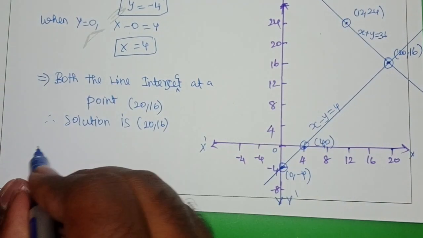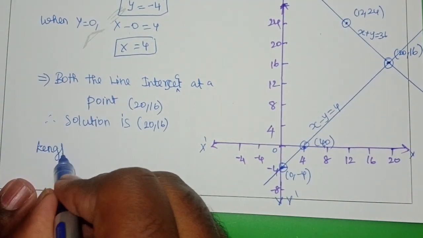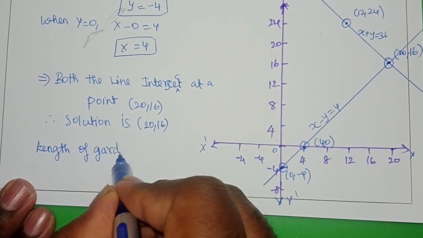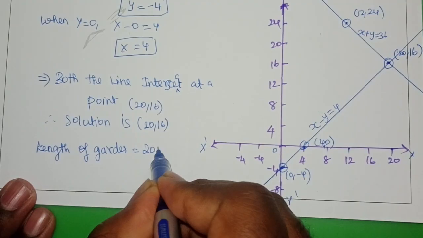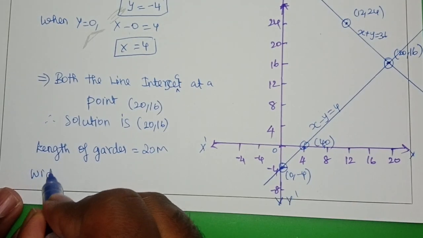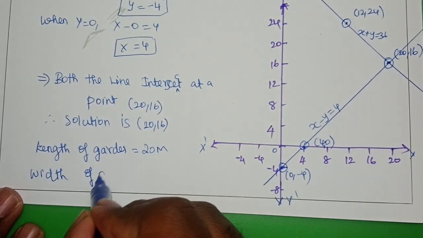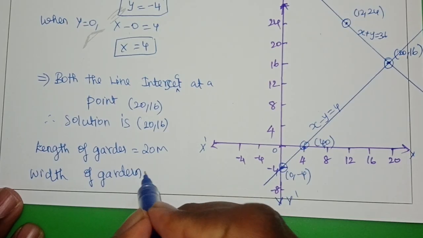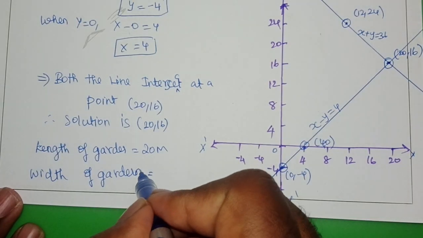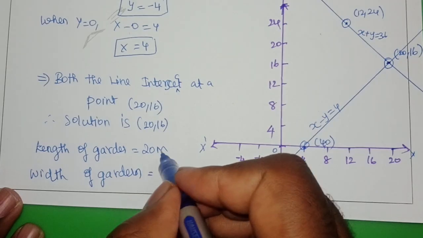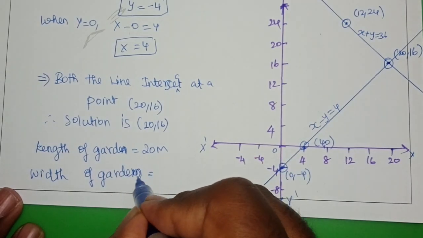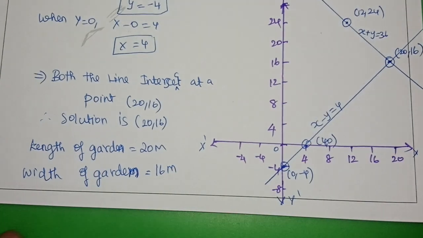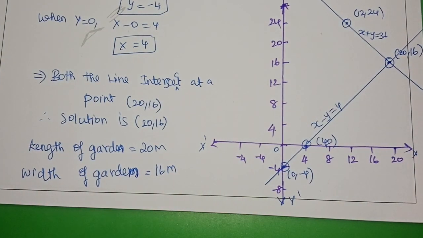Therefore the length of the garden is equal to 20 meters. The width of the garden is equal to 16 meters. Okay, only these two have been asked in the question.